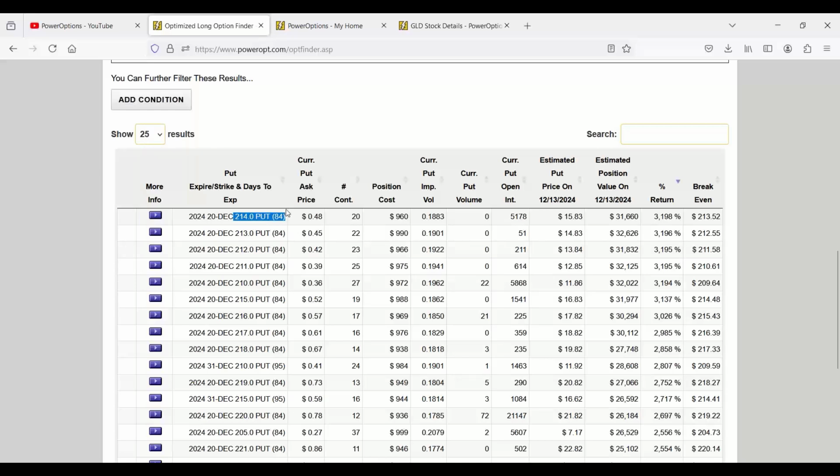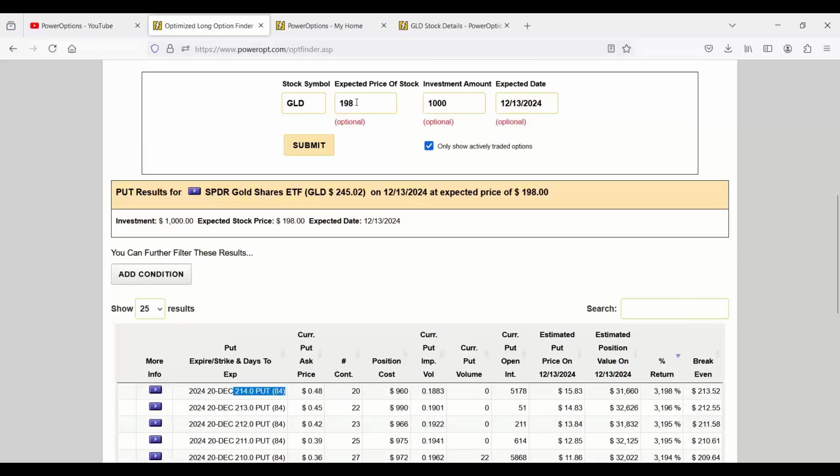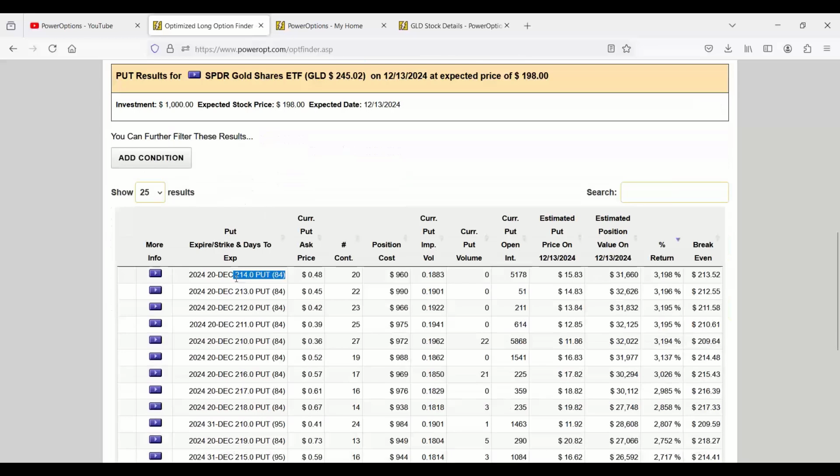But anyway, these 214 puts right now, remember the underlying ETF is at 245. So with a 20% decline, about $48, pushing us down to that 198 that I mentioned, 197 or so. The 214 put is currently at a price of 48 cents. We could buy 20 contracts with the $1,000 I put in. The position cost would be $960.